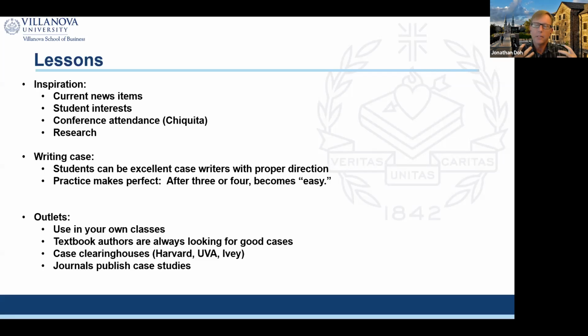Again, once I figured out how I wanted these cases to be organized and unfold, I was able to essentially train students to write them or to draft them. It always requires me to really edit, restructure, move things around, etc. But it is something that I think through repetition becomes easier. Now, again, I had a ready outlet. I'm an author of this textbook, so I was aggressively looking for cases.